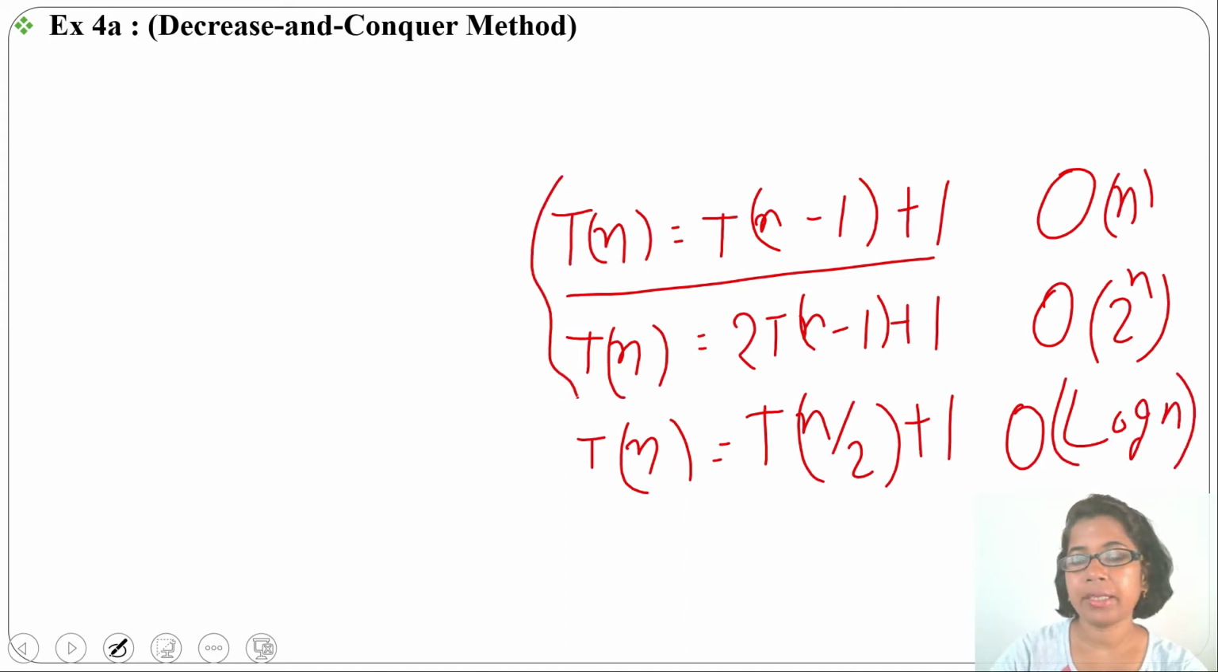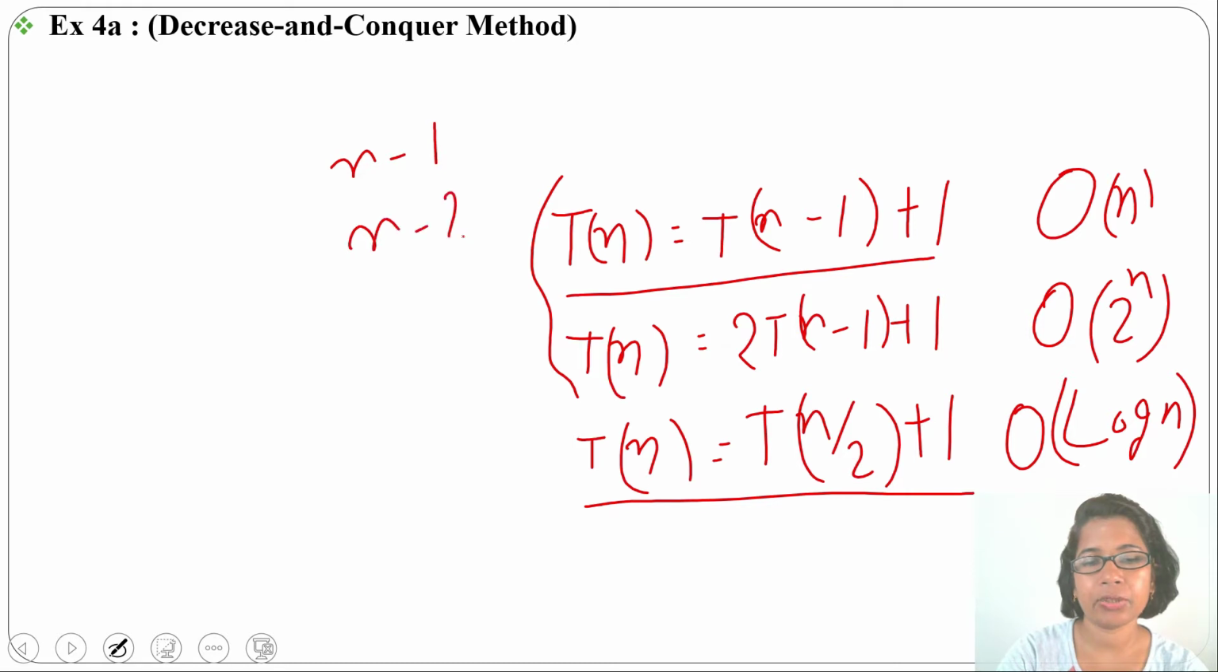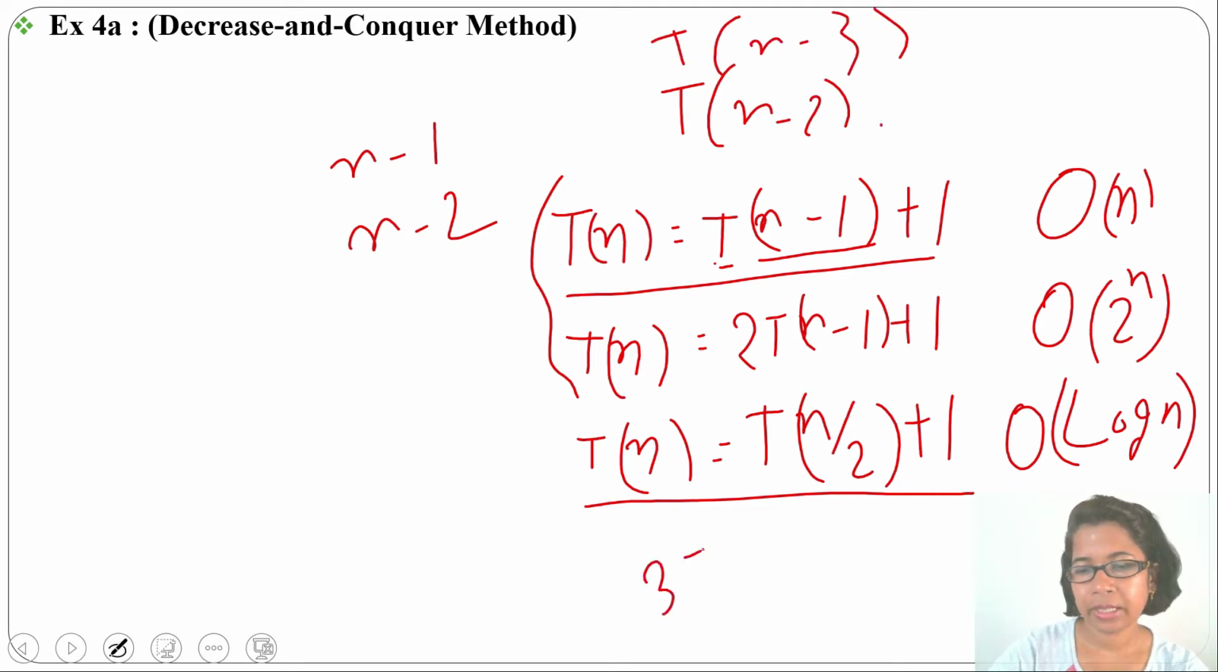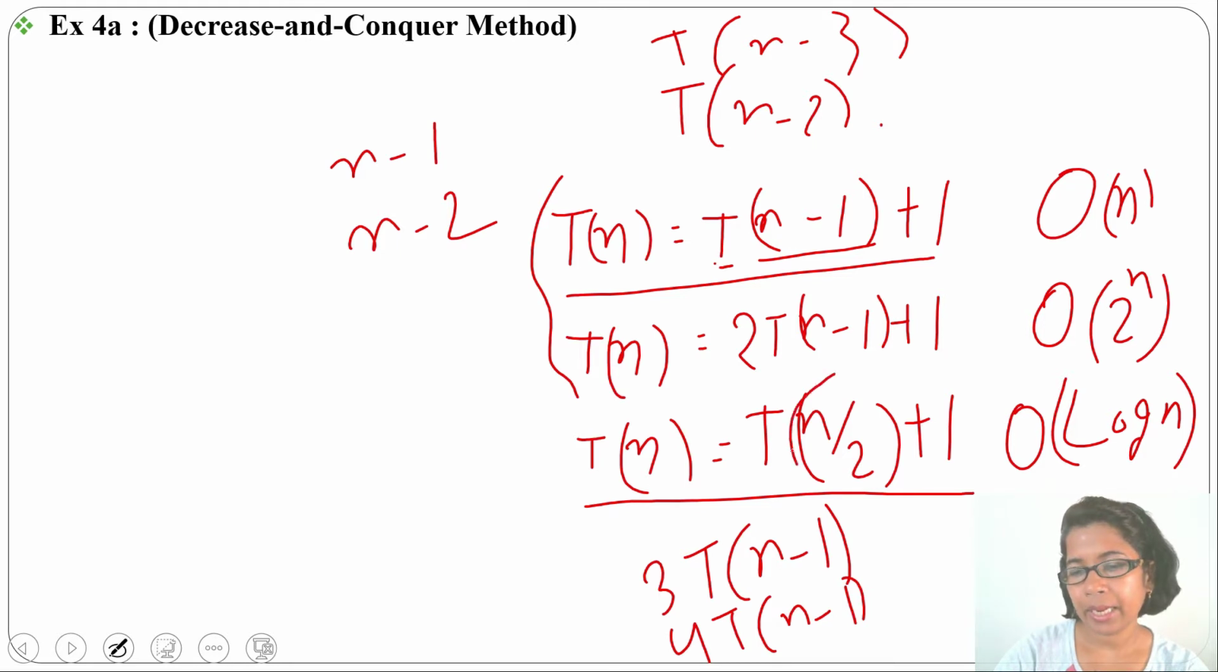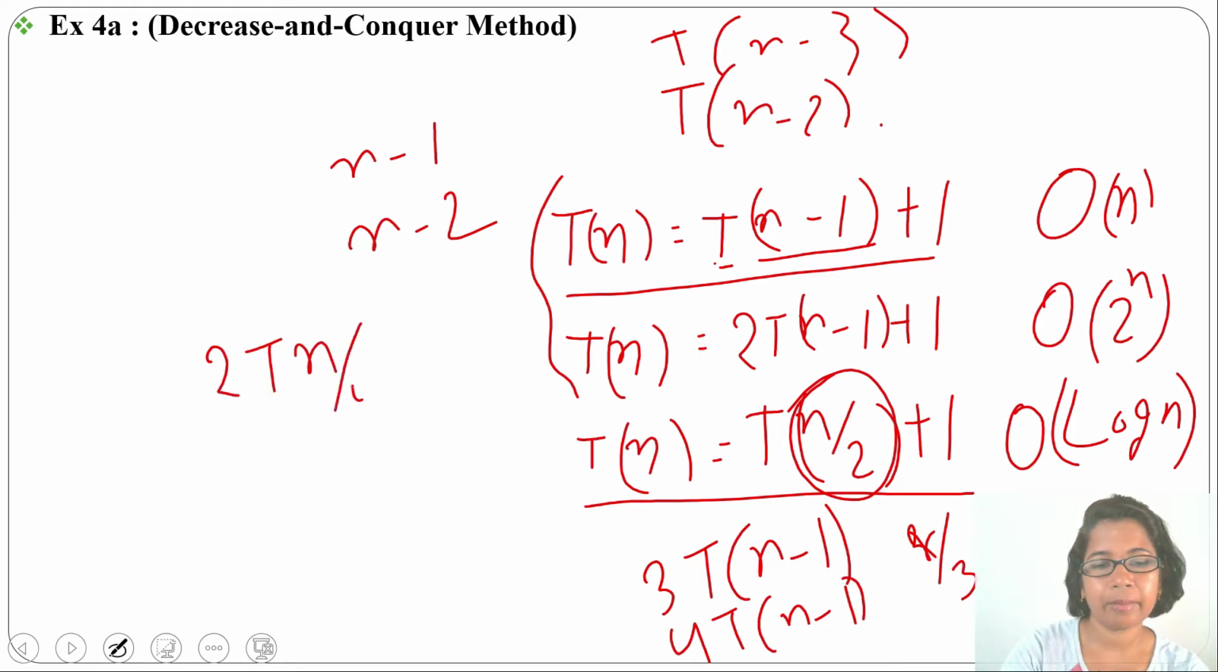These two are decrease and conquer, while this is divide and conquer. When we are decreasing, like n-1, n-2, these are decrease and conquer. Like T(n) = T(n-1), this is decrease and conquer. If it is T(n-2), T(n-3), or suppose 3T(n-1), 4T(n-1), these are decrease and conquer. While n/2, n/3, suppose 2T(n/4), all these are divide and conquer.